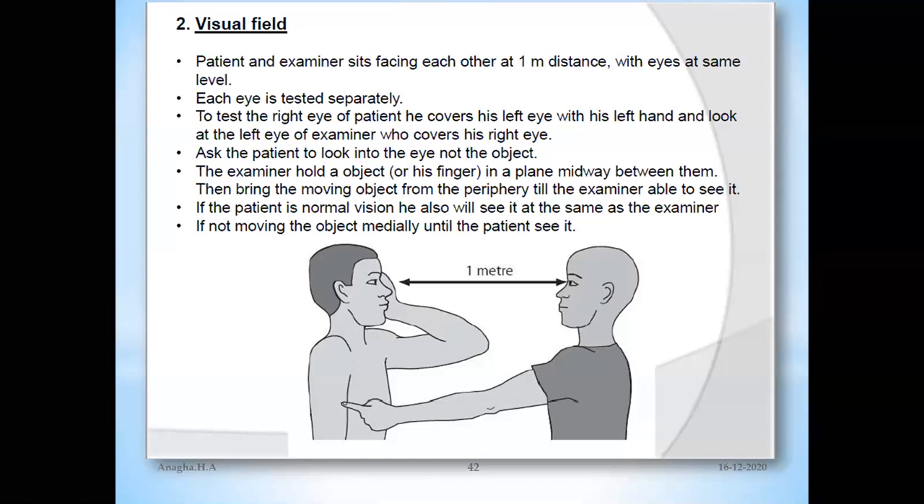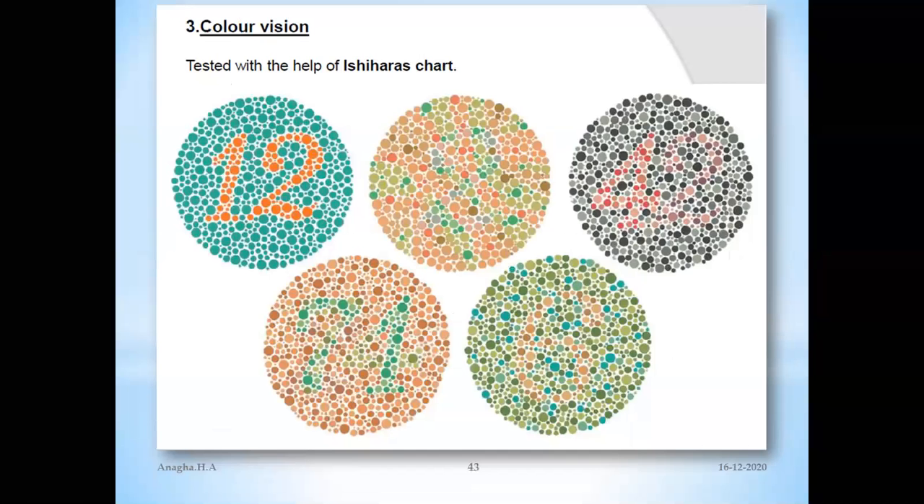Then another example is multiple sclerosis, for example. The lesion can be in the retrobulbar neuritis, so it can be central scotoma. That is, in one visual field of one eye, there can be no perception at all. The person cannot see that part of the visual field. So the color vision next is with the Ishihara's chart. Then the fundoscopic examination is done with an ophthalmoscope. I have not included it in detail here. I'm just mentioning it should be done with the ophthalmoscope.